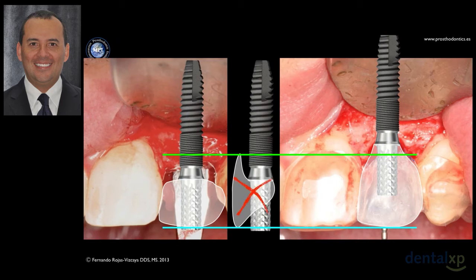And this is why it's very important to plan the case from the prosthetic point of view, because at the end of the case we will cement or screw one restoration or a full maxilla, and we need to plan for the ideal length of the crown with the ideal emergence profile.